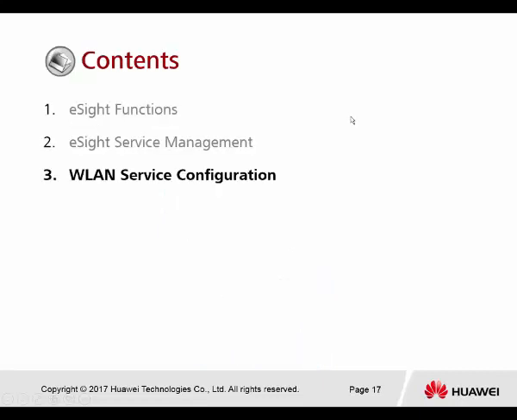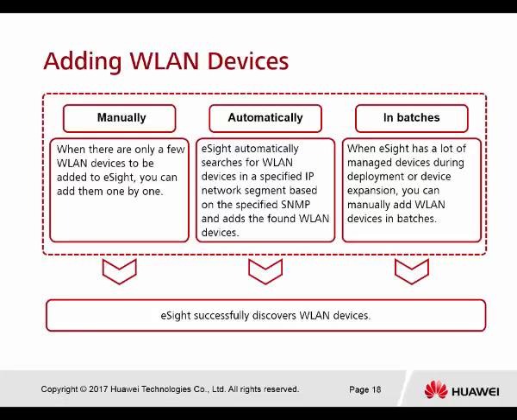Then number 3, WLAN service configuration. Adding a WLAN device. So they have three ways. We can enter it manually, one by one, based on the MAC address, or maybe based on the range of the IP address, and add the device to your eSight.